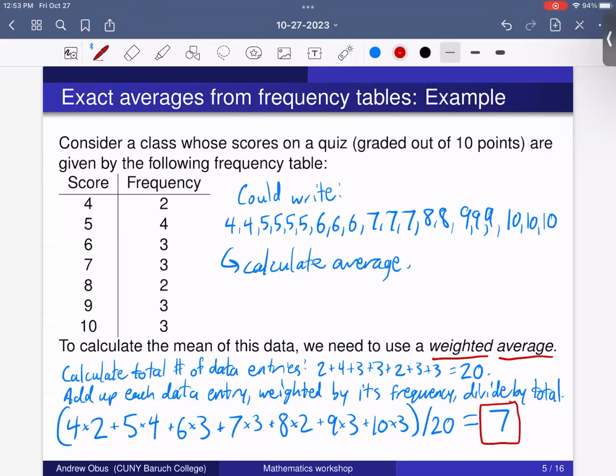And so the weighted average is just a faster way of writing something down using the frequency table so that you don't actually have to write out the full data with all of the repeats and everything. Okay, so are there any questions about how to do this kind of average from a frequency table? This is for a frequency table where each row corresponds to one entry, not a range class. We'll do a range class in the next example, but for now, each row just corresponds to one entry.